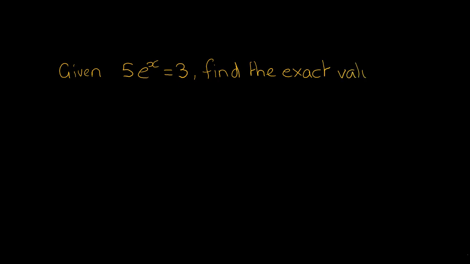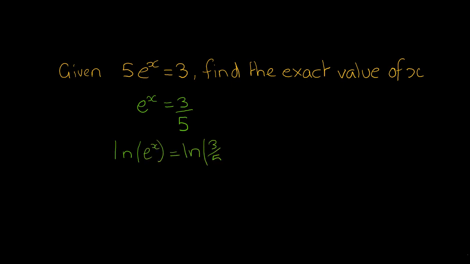Given that 5e^x = 3, find the exact value of x. So the exact value means that we don't have a decimal answer at the end. So e^x would then be 3/5. If we take logs of both sides, we get ln e^x equals ln 3/5. And ln e^x is just x, so that's x equals ln 0.6.